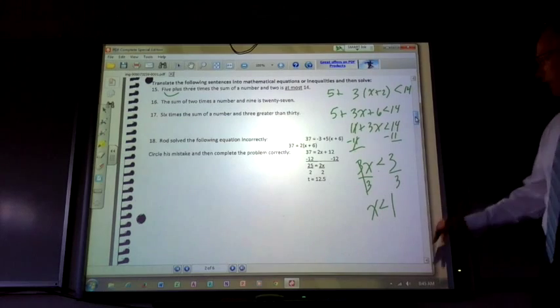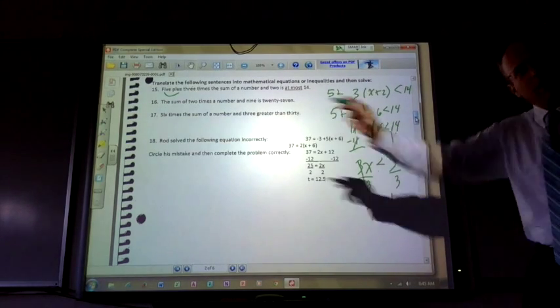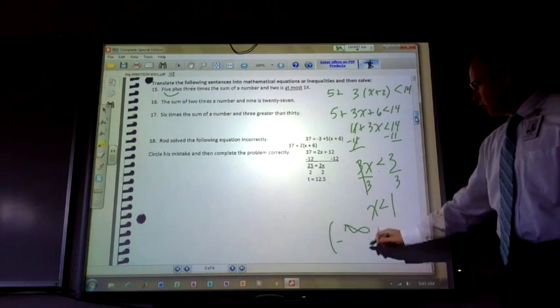All right. Let me get through this. I think I can get through. Hey, this, I'm going that way. What is that way on the number line? Negative. So I'm going from negative infinity to 1.